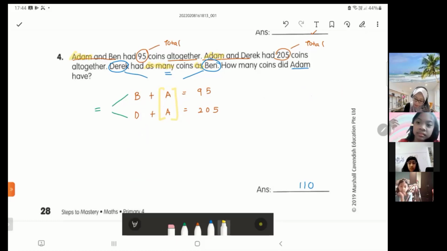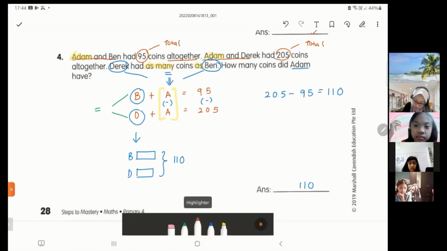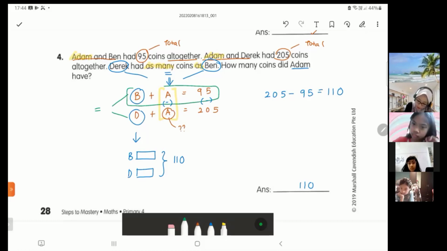I want to find Adam. Like this. Okay, so what do we do? We go and look into an equation. I'm going to take this equation, the easier one. So I'm going to find Ben first. Find Ben, which is 1 unit. This 110 is actually 2 units. Can you see? 1 plus 1.